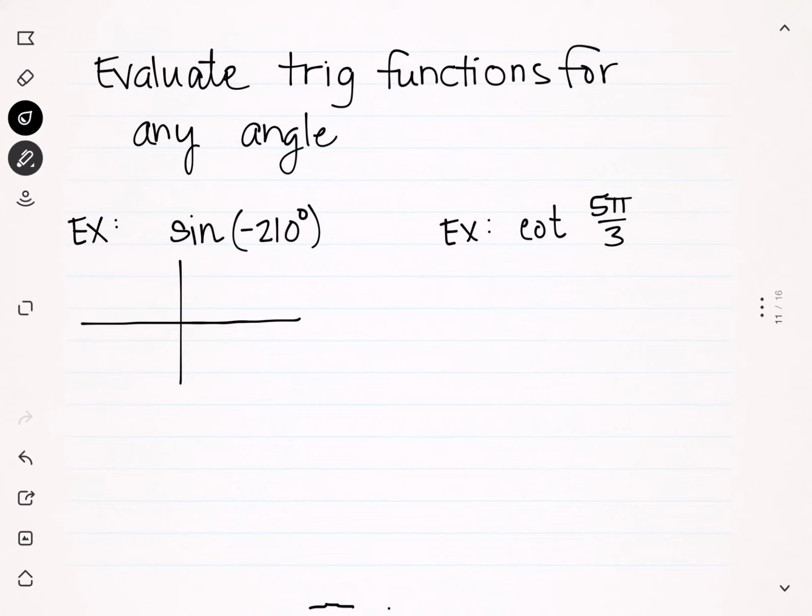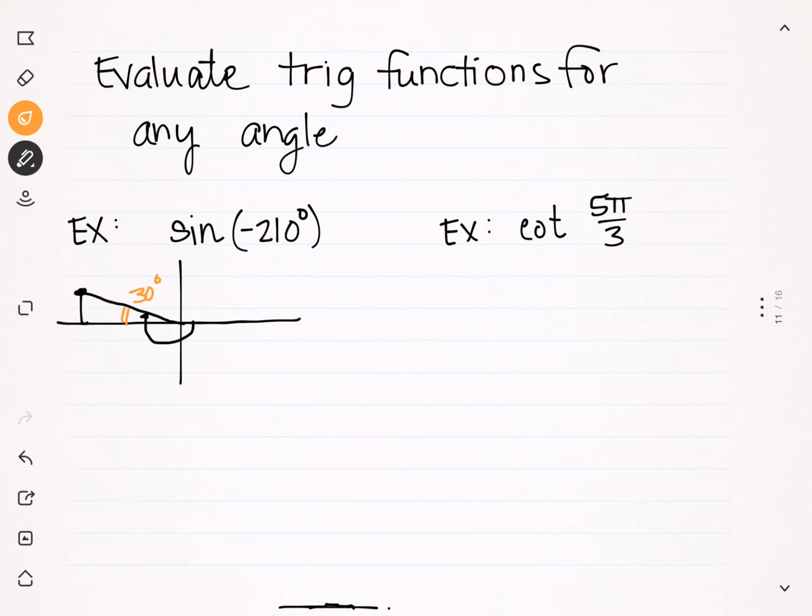Negative 210 is going to put me 30 degrees above the x-axis in quadrant 2, because 180 and 30 make 210. So I'm going in the clockwise direction. Now, since I know that my reference angle is 30 degrees, that's my reference angle right there.